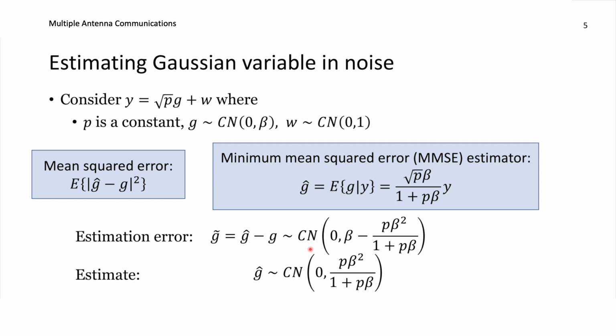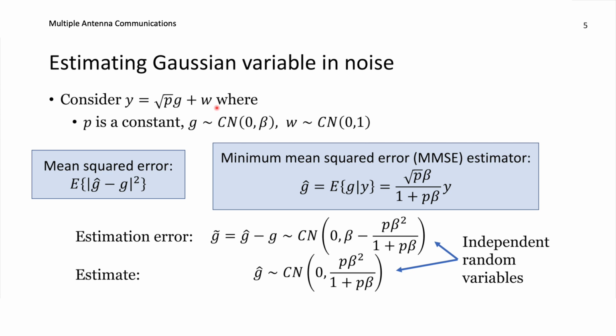And in this case, the original variance of G was beta, and then we subtract the variance that the estimate has, and the rest of it is the estimation error. And these two terms are not only complex Gaussian individually, but they are jointly complex Gaussian and independent random variables. We can also see here that if we add up the two variances, these terms cancel out and we get beta back. So that is giving us G. So this is a general way of estimating a Gaussian distributed variable that is observed in Gaussian noise.